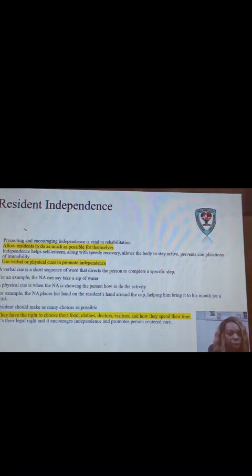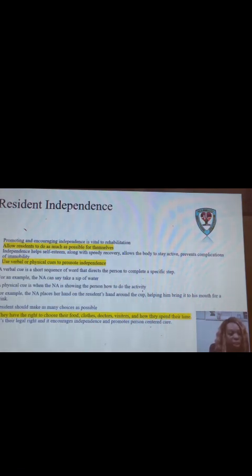A verbal cue is a short sentence of words that direct the person to complete a specific step. For example, the nursing assistant can say, "Take a sip of water." A physical cue is when the nursing assistant is showing the person how to do the activity. For example, the nursing assistant places her hand on the resident's hand around the cup while helping them to bring the cup to their mouth for a drink.